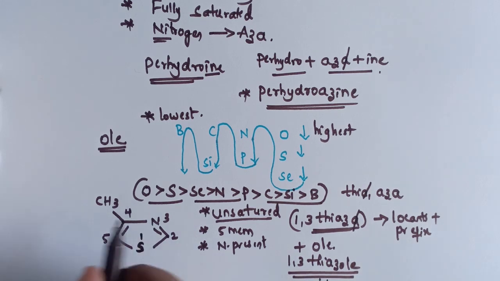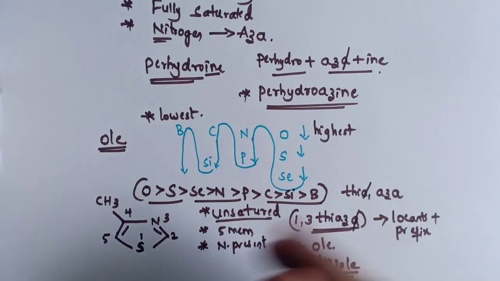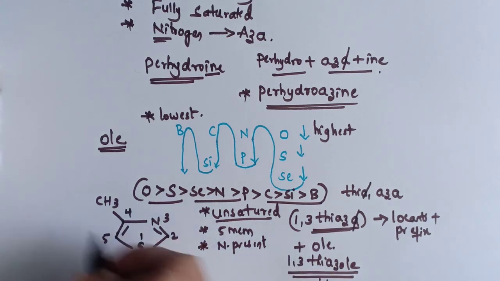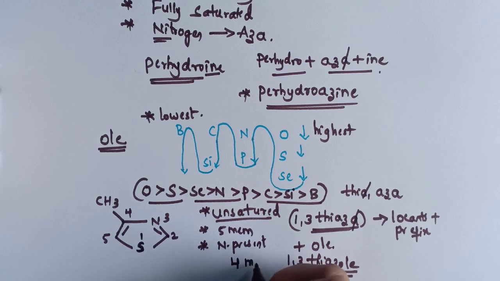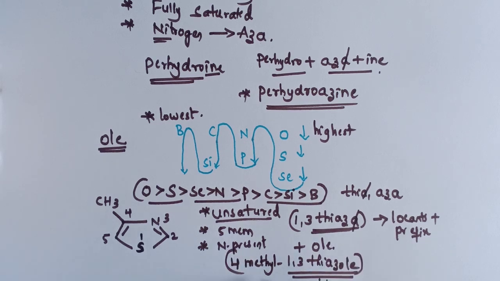Now we should name the substituent in front of it. I have already mentioned that we should mention the name of the substituent in front. In the 4th position we have methyl, so it will become 4-methyl-1,3-thiazole. It is the name of this branched heterocyclic compound. If a substituent is present, we should name it first. This is about the naming of heterocyclic compounds if they have any substituents.